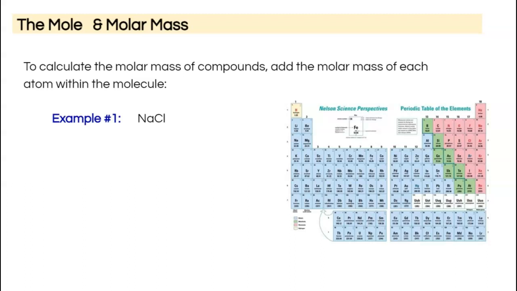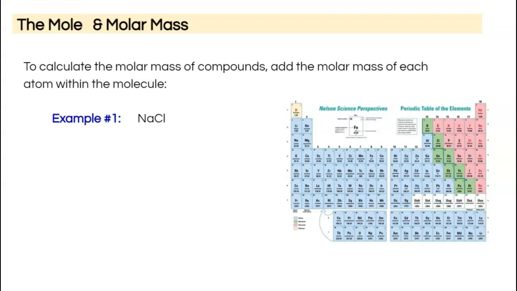So if, for example, I were asked to determine the molar mass of sodium chloride, I see in this formula that I have one sodium ion and one chloride ion in this formula.